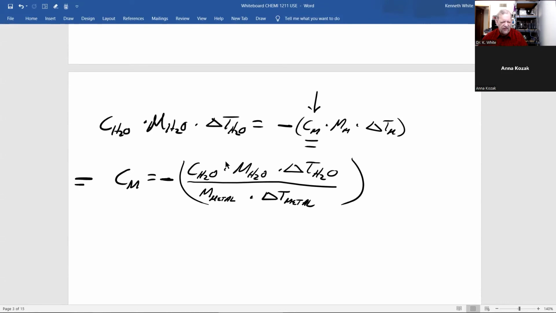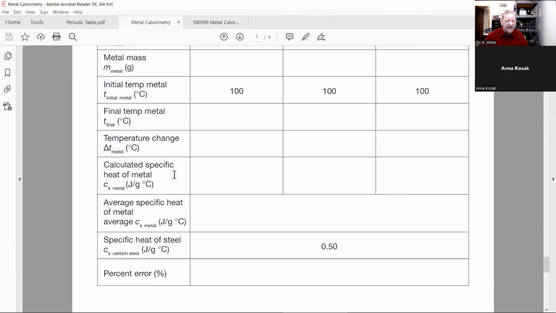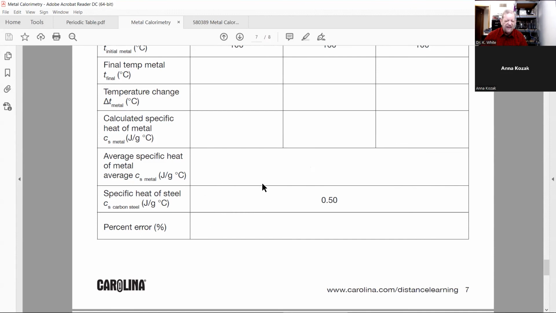And here's the equation you'll use to determine the specific heat of the metal. Let me just show you something and I'll come right back to it. Where it asks the specific heat of the metal in column 1, 2, and 3, you'll use that equation, and I'll call that equation 4. And then you'll average the 3 values and get an average.